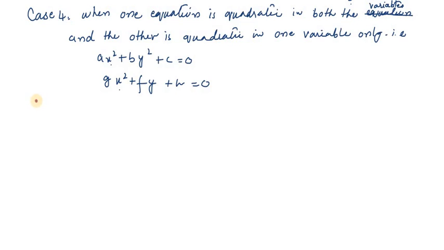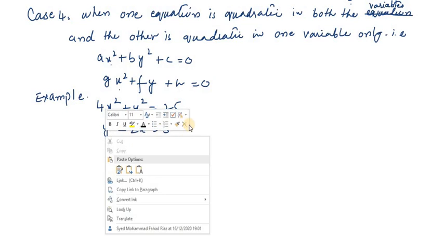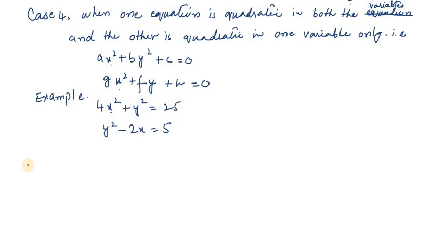So for example, there is a question, 4x square plus y square is equals to 25. This is the equation where both variables are quadratic. And the other equation is y square minus 2x is equals to 5. Only one variable is quadratic and the other is linear. Simply we eliminate y square from equation number 1 and 2. Then we get the equation in the form of x.